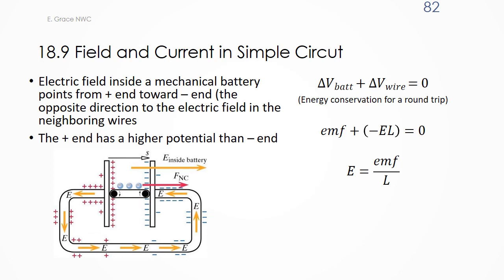If we start plugging in equations that we know, so delta V of the battery is EMF, plus minus EL, which is delta V of a long wire, which we saw in chapter 16. This would be equal to 0. So E is equal to EMF over L.